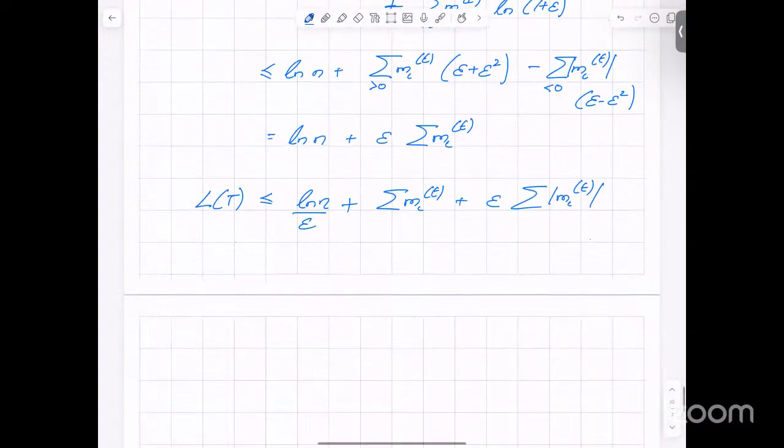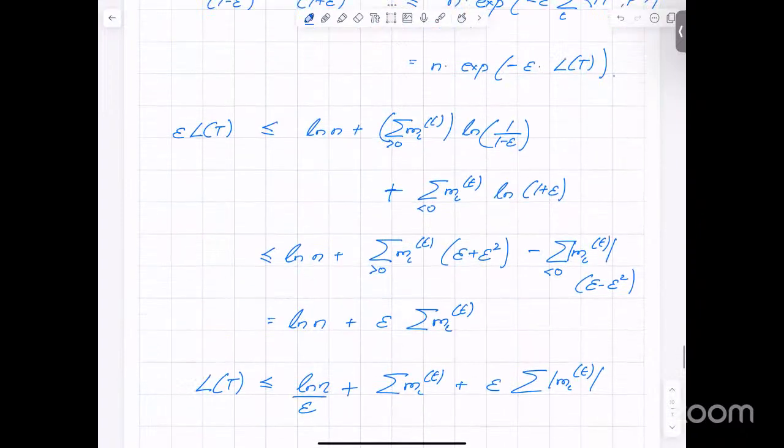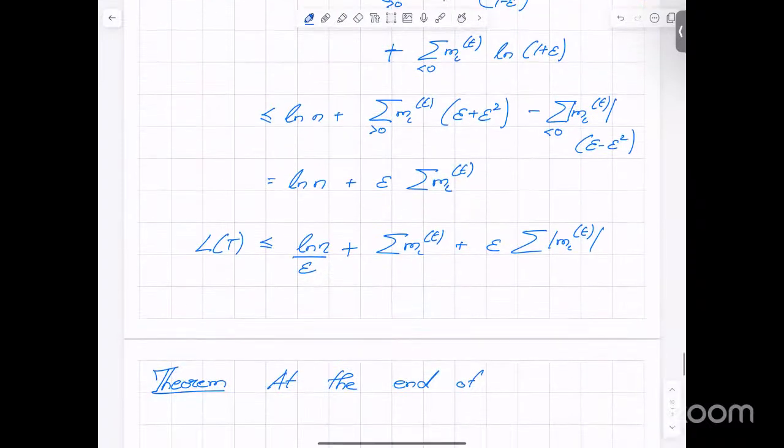So what am I claiming here? The theorem is the following. Notice this is at the end of t steps. I think you still use epsilon plus epsilon square, the other bound, right? Epsilon plus epsilon square. No, I'm using two bounds here. So let's figure out what the bounds are. Let me write down the bounds.